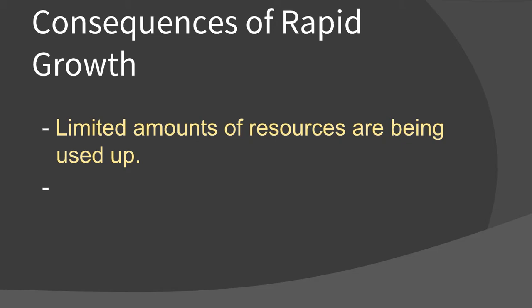The consequence of rapid growth, like we've already said, is that you might use up all this stuff that you have, all right? You might not be able to produce enough food for everyone, or enough clean water, or have enough space or jobs. So we want to be careful with rapid growth. When we're talking about people, it's not always a good thing, all right? We want to make sure that our growth is stable.